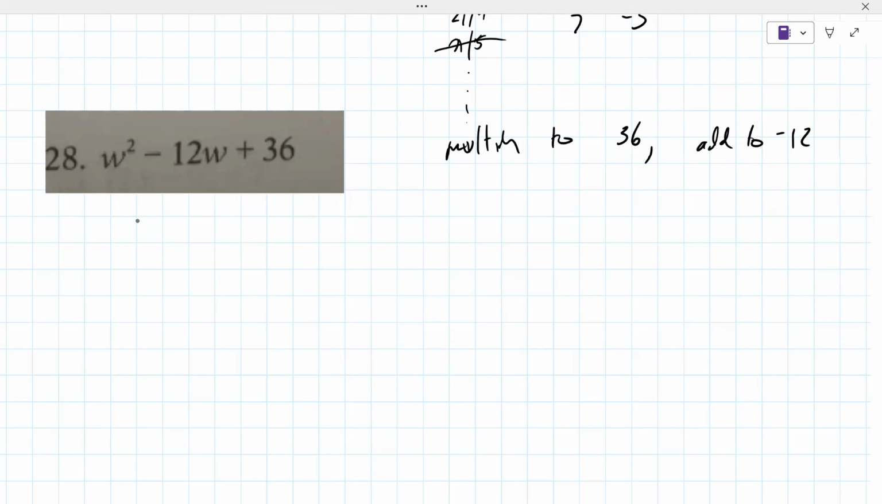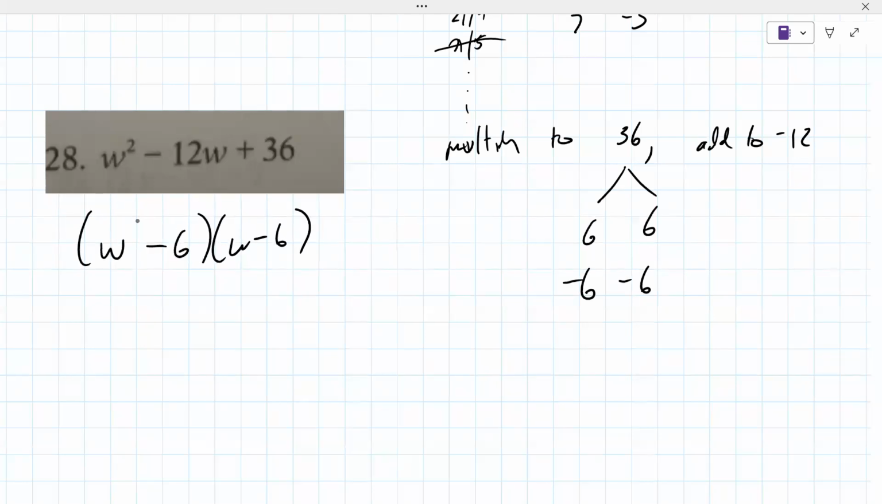Okay, this one. So I got 6 and 6. So 6 and 6 get you to +36. What else might work? You would make one of them negative. The left one. So I believe negative 6 and negative 6. Right, okay. We'll do that.